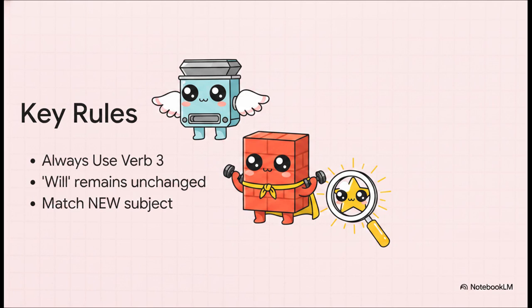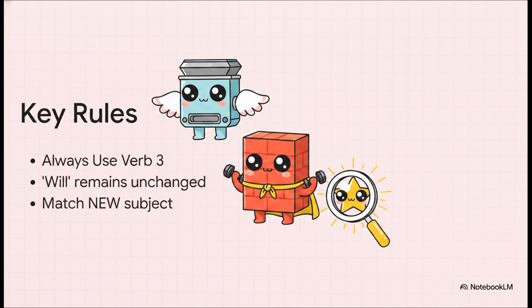So the crucial point really comes down to these final rules. First, a quick reminder. Always use verb 3, no exceptions. Second, the word will is basically indestructible. It never changes whether you're talking about one item or 1,000 items. But the true cheat code lies in this final point. You have to be incredibly careful with the be going to subject agreement. Your am, is, or are must gracefully match the newly transformed subject, not the old one.